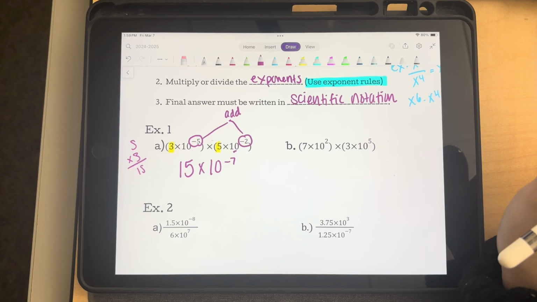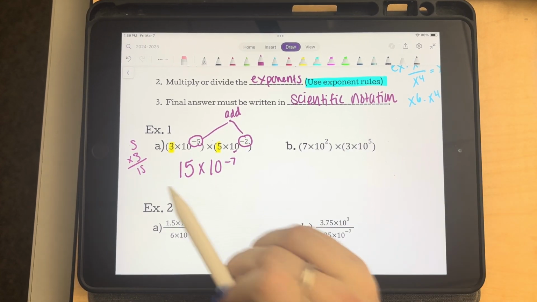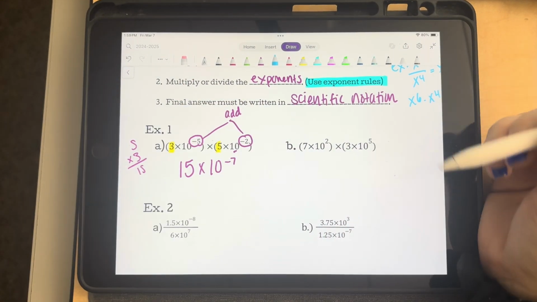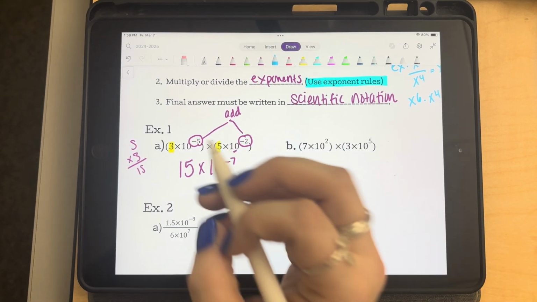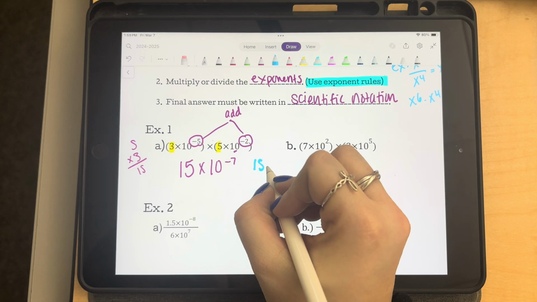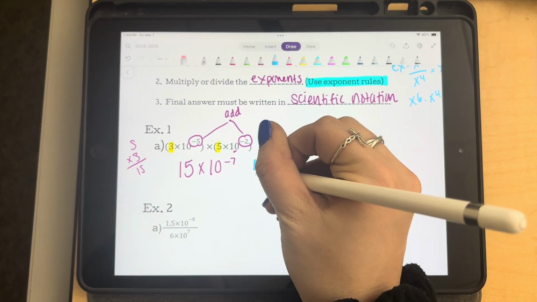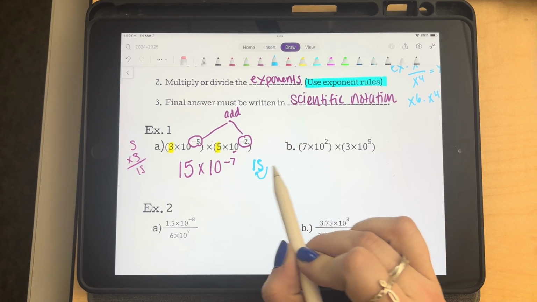Then the very last thing, final answer must be written in scientific notation. Right now I have too big of a number, 15. That base is not between 1 and 9.9, so I have to make my 15 smaller. Remember what we did: I take that 15, put an exponent on the right, and then move the decimal to the left 1 time. That is going to make my base smaller.